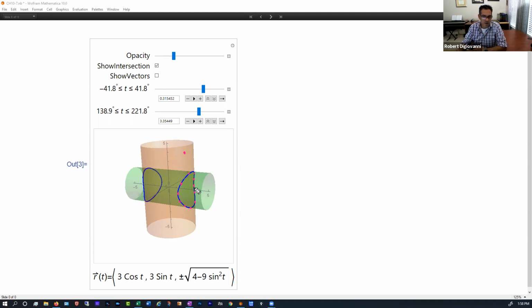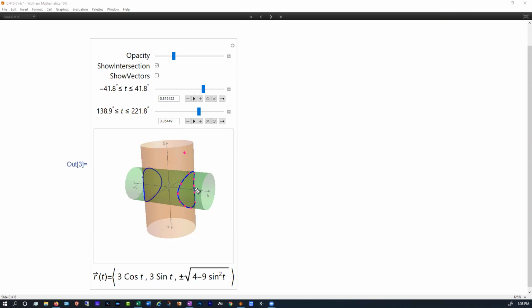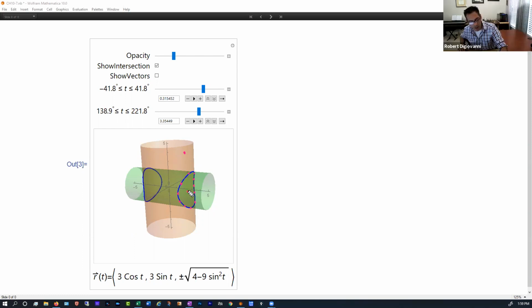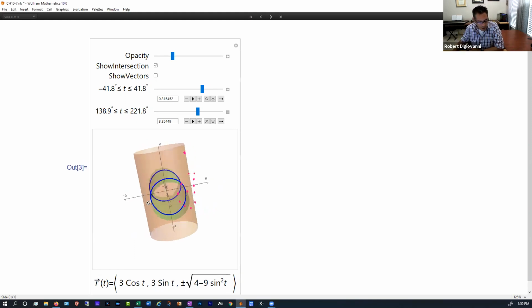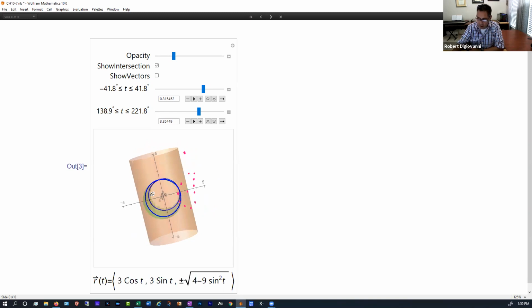Does that answer the question? Yeah, I see. If you were to pick a point on the inside here, then that point in here would not be on both cylinders. It would be maybe on one of them, but not on both.